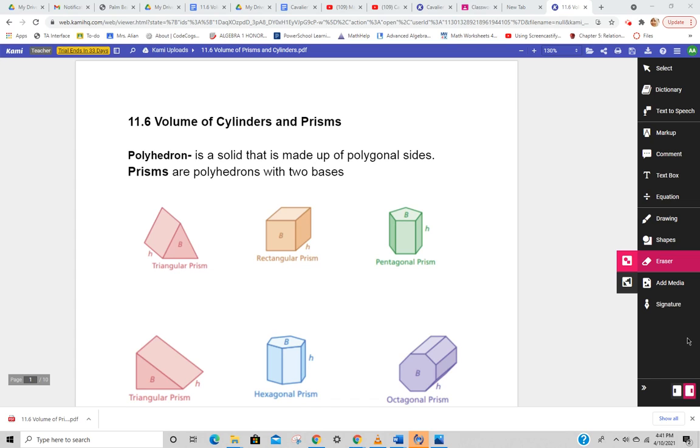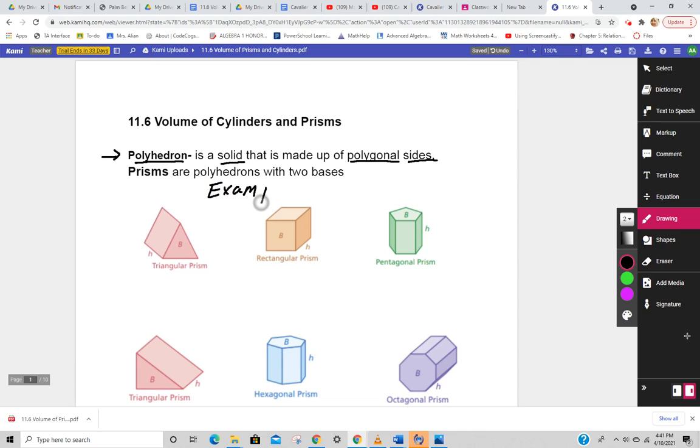But we're going to start with two very important vocabulary words for this lesson here. Our first word is polyhedron. A polyhedron is a solid, and a solid is a three-dimensional figure. So a polyhedron is a solid that is made up of polygonal sides. For example, all these solids here are made up of polygonal sides.